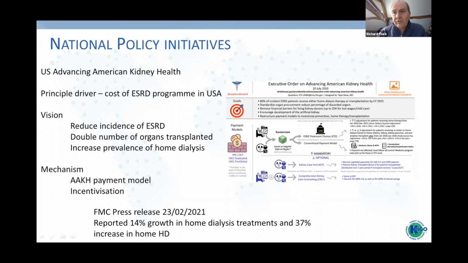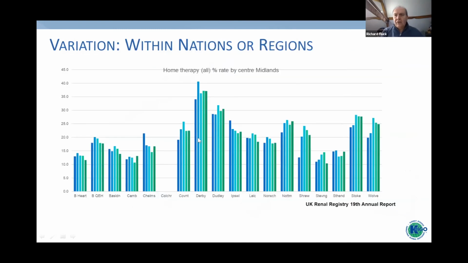Now, clearly, it's too soon to see what a free market economy with a lot of private provision makes of this, but I think it's interesting to see that Fresenius Medical Care had a press release at the beginning of this year that reported specifically on a 14% growth in home dialysis treatment and a 37% increase in home hemodialysis. So clearly, as a major provider in the US market, they've listened to this and they're moving their goalposts around this particular area. So those are some of the sort of national things you might want to think about.